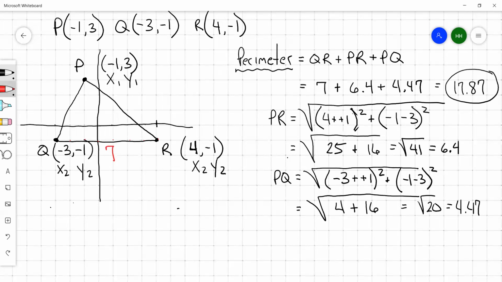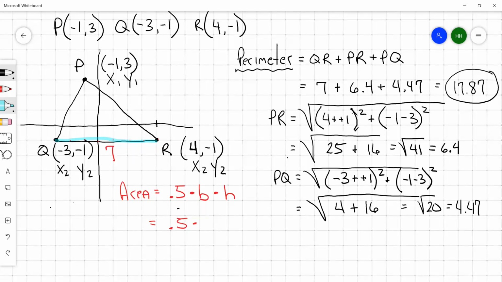All right, and then we said yesterday that area equals 0.5 times the base times the height. So here's what we got. 0.5 times, here's your base, this horizontal piece. There's your base.